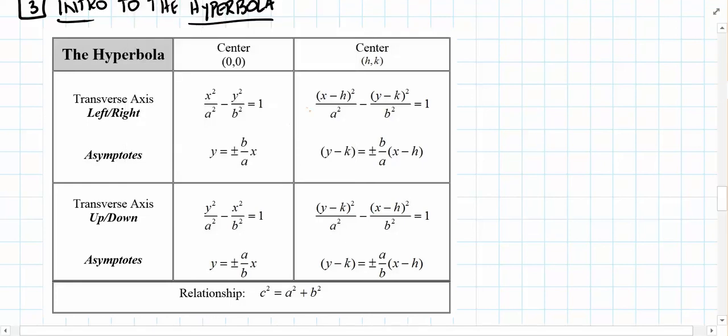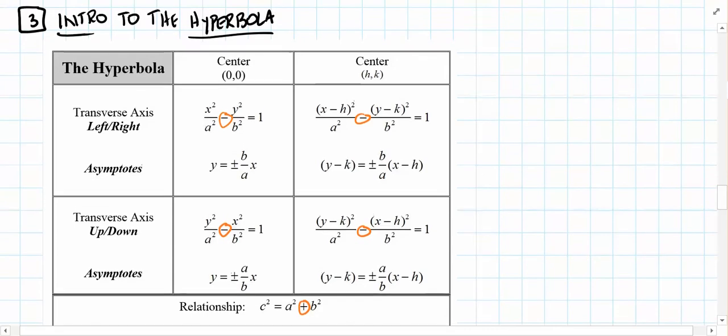So notice that the equations are almost identical. The only difference is that there is a minus sign in every single equation for the hyperbola. And then down here, there's a plus sign. Strange, right? It's the exact same thing as the ellipse, except the hyperbola has minus signs. So the hyperbola for us in this class is only going to open up 2 ways.